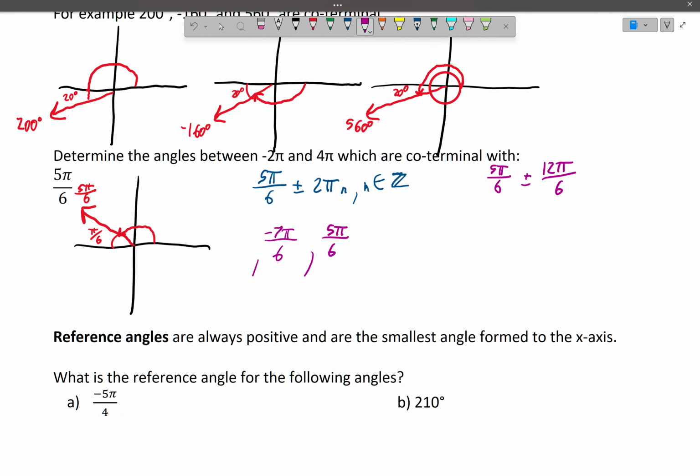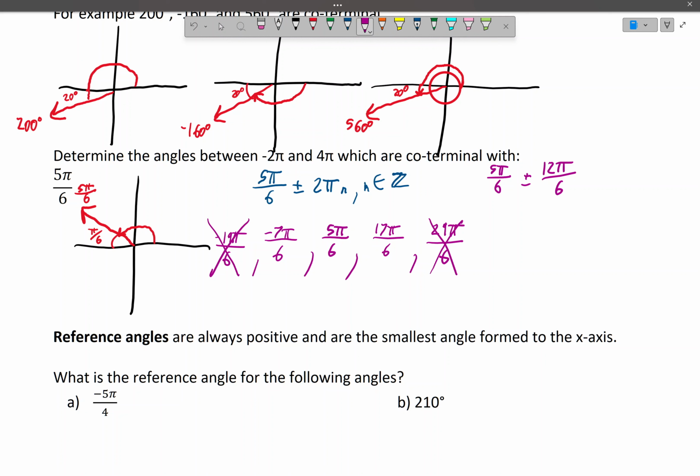If we subtract again, we get -19 pi over 6. But you can see that that ended up going too far. It goes past the boundaries of this question. Now, if we add 12 pi over 6, we get 17 pi over 6, which is fine. But if we add it again, we get 29 pi over 6, which ends up going too far.